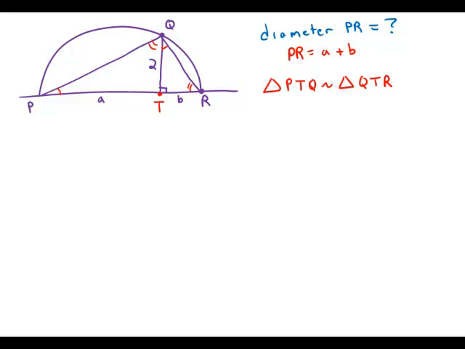Long leg over short leg, A over 2, equals long leg over short leg, 2 over B. We cross multiply this, what we get is A times B equals 4. And so what this tells us is if we know the value of either A or the value of B, we can find the other, and then we'd be able to add them and find the length of the diameter. So that's all rich information. This diagram is actually full of information.